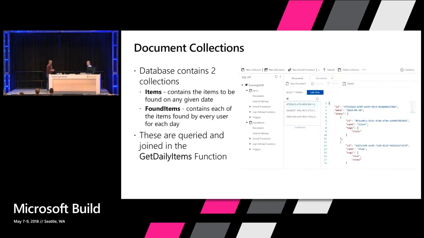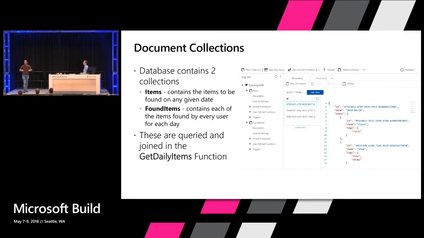So in our application, we have 2 collections. Think of collections in Cosmos DB like a table in a regular relational database. The first one is called items. This collection contains the items that are to be found for any given day. So on each document in the items collection, there is a date and a list of 5 items that are to be found. And the found items collection contains each of the items that are found by each user on any given day, right?